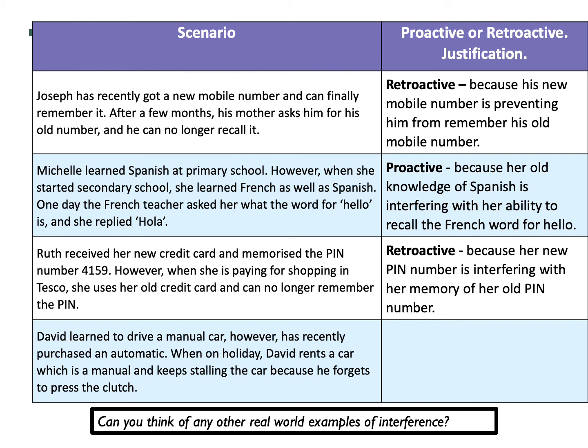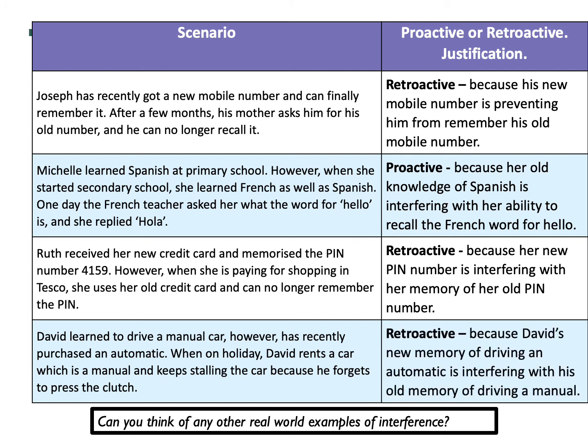And David learned to drive a manual car, however, has recently purchased an automatic. When on holiday, David rents a car which is manual and keeps stalling the car because he forgets to press the clutch. This again is retroactive. Recent memory of driving an automatic is interfering with his old memory of driving a manual.